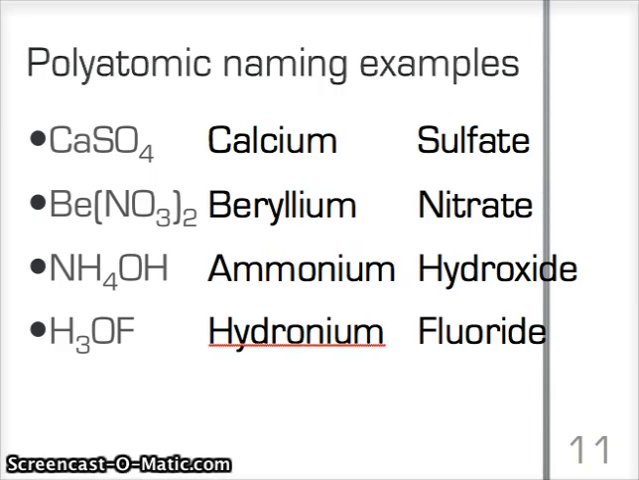And then finally, H3OF: H3O is your polyatomic, so you name that polyatomic hydronium. And the last name is the root-ide system for fluorine to become fluoride in a compound. Now let's look at several examples for you to do.